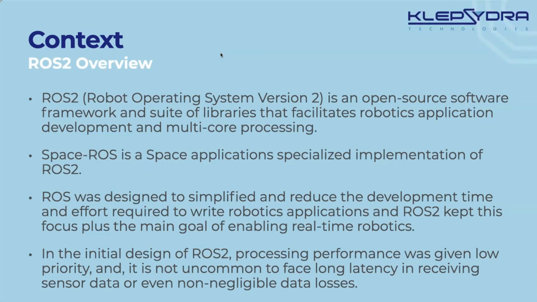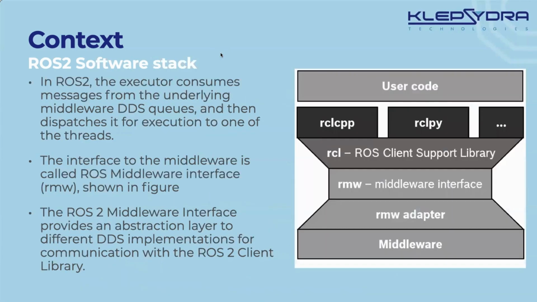However, while this was one of the top priorities of ROS2, the performance itself, or the processing performance, was not. And therefore, it's not uncommon to find several issues in the area of latency, depending on the application and the type of computer, but also excessive use of computing power and data losses. So these are some of the issues faced by ROS2 that we try to address with our novel approach.